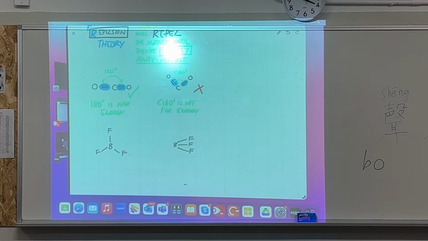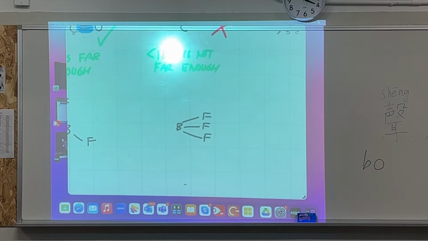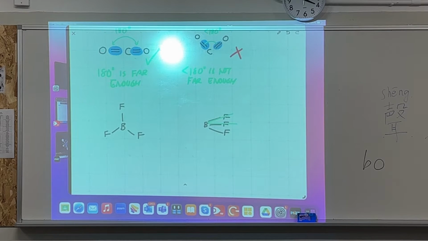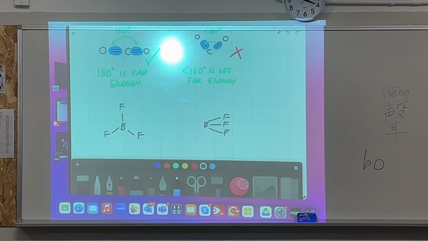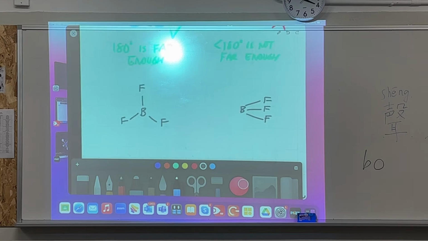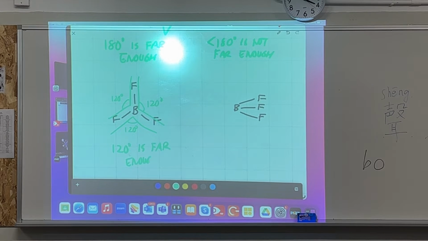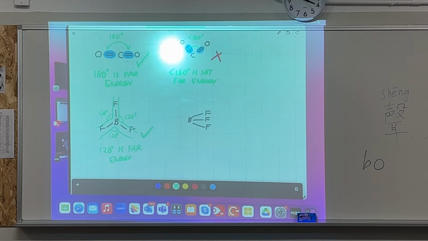Because if you draw it like this, what is the angle between the F-B-F? Is it far enough or is it not far enough? It's not far enough. The furthest angle that you should put the BF terms apart should be 120, right? So you have 120 degrees here, here, and here. So 120 degrees is far enough. But when you have this configuration on the right, this is not good because the angle is too small.